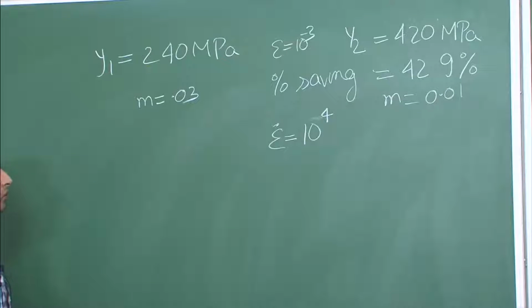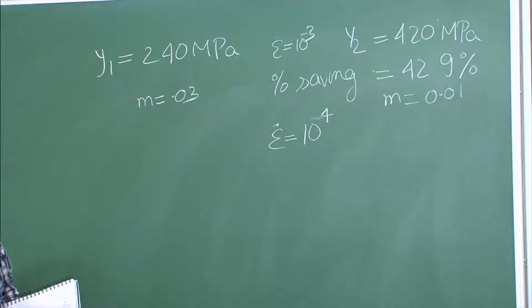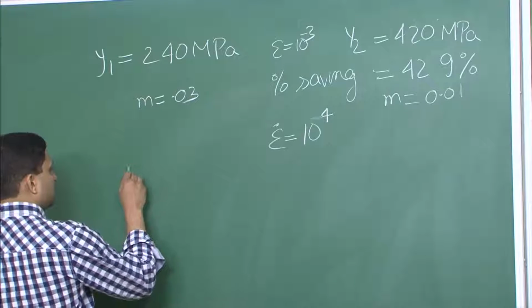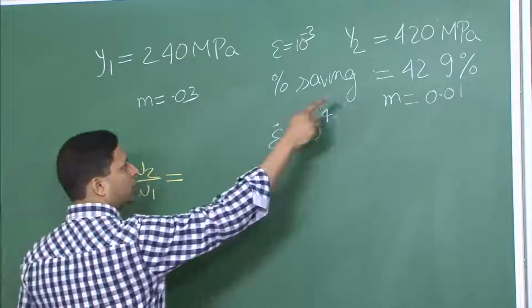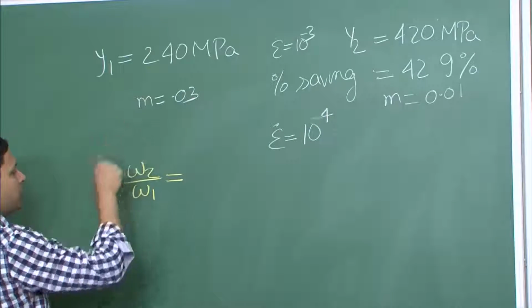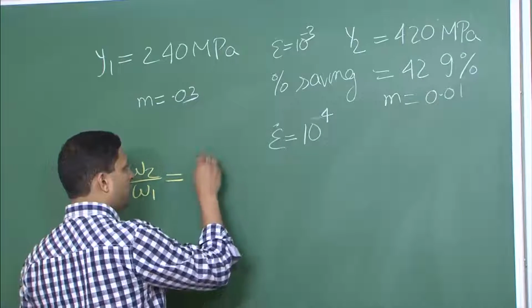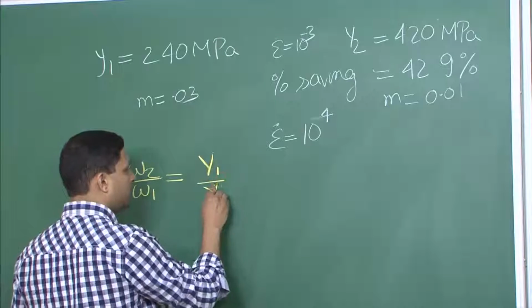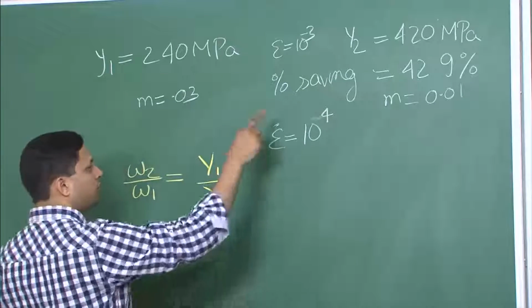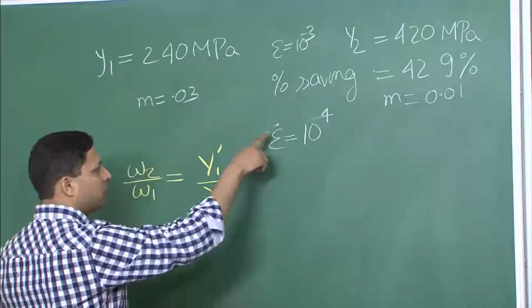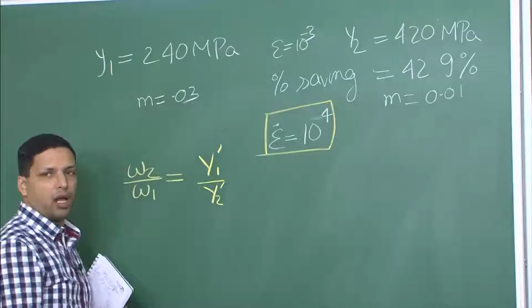So, now what we need to do is basically just like in the previous problem. W2 by W1, that is the weight of the second material by the weight of the first material, is in the same ratio as the thickness T2 by T1, which means it is in the ratio of yield strength of 1 by yield strength of 2. But now we will not be using yield strength values as they are. What we will be using is the yield strength value measured or calculated for a strain rate of 10 to the power 4. And we know how to do that.